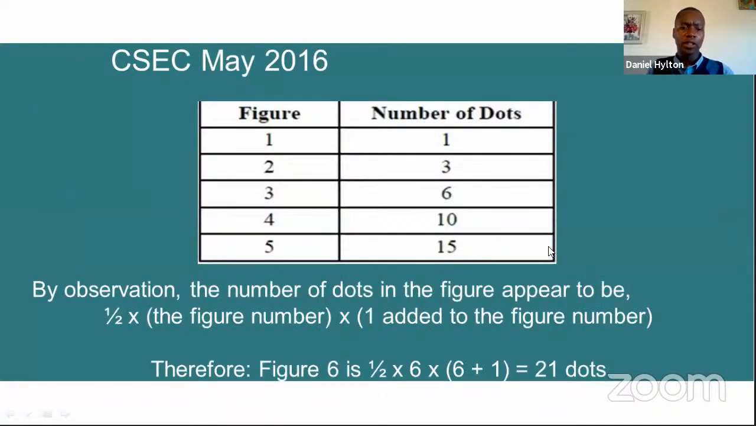So by observation, the number of dots in the figure appears to be half times the figure number times 1 added to the figure number. So therefore, figure 6 is half times 6 times 6 plus 1. So 21 dots is indeed in figure 6.